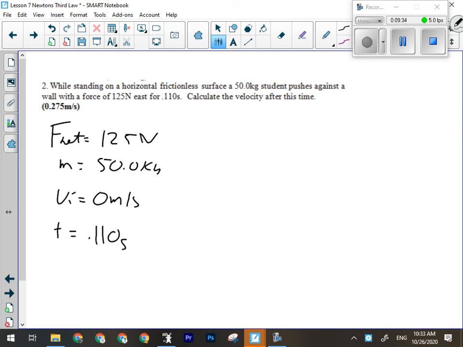And what can we find with F net and mass? Acceleration. Now I'm saying this is F net. It's really the force this person exerted on the wall to the east. The force exerted on them is really 125 newtons west. So I'm going to calculate the acceleration and know that it's west. So 125 over 50 should be 2.5, right? So I've got an acceleration of 2.5 meters per second squared to the west.